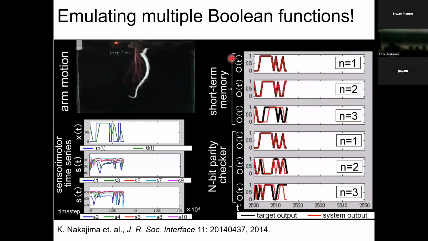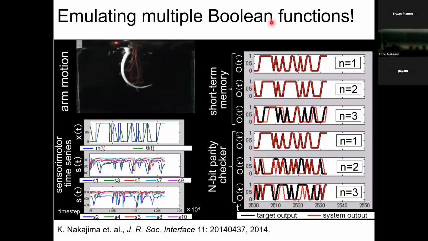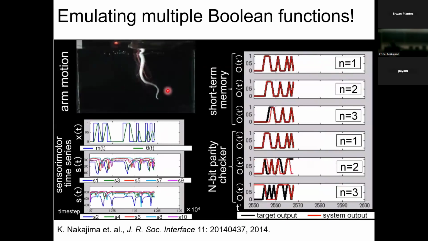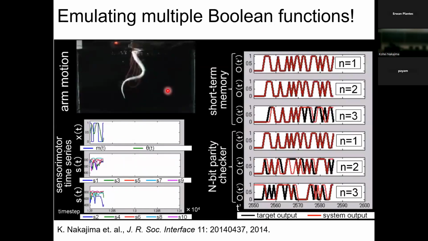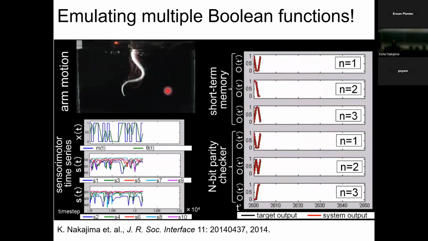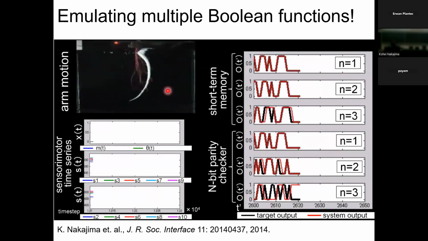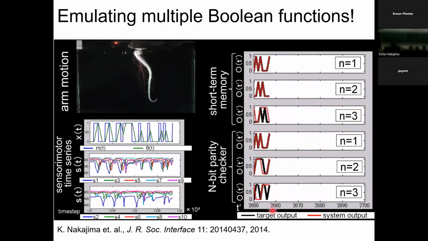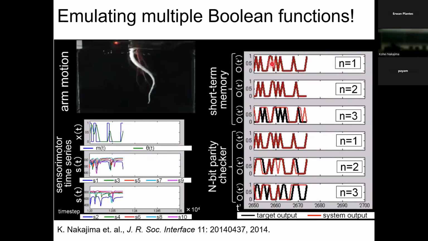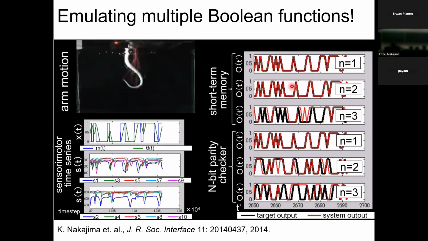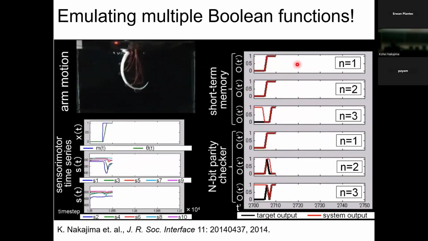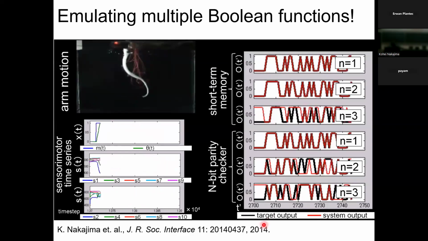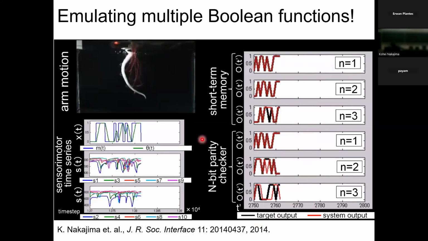So this is the actual example. I won't go into detail for this one today, but this video is the one that I showed in the first slide. We injected a binary input series, and according to this binary input series, we emulated several Boolean functions. We have 6 tasks running simultaneously, and we want to emulate several Boolean functions, which requires memory and nonlinearity. And we found that, so this black line is the target output, and the red line is the system output.